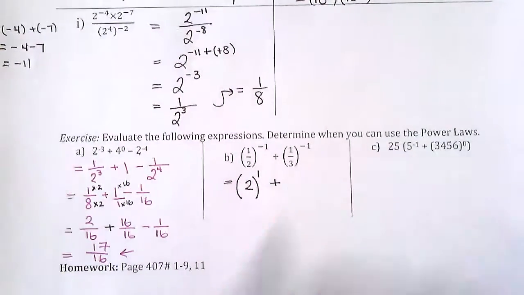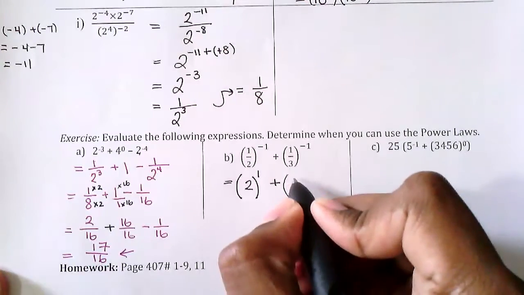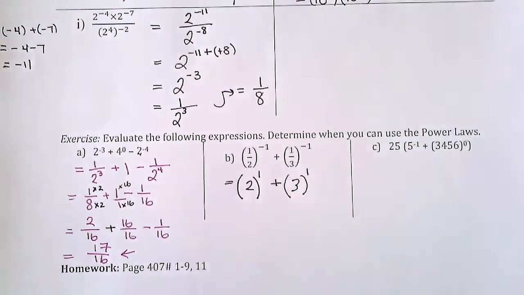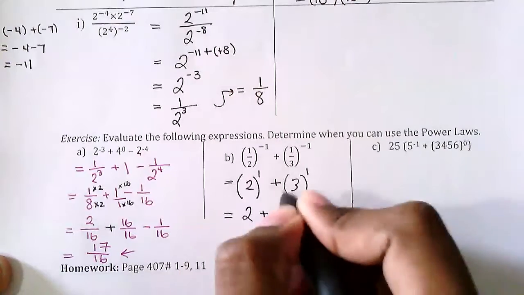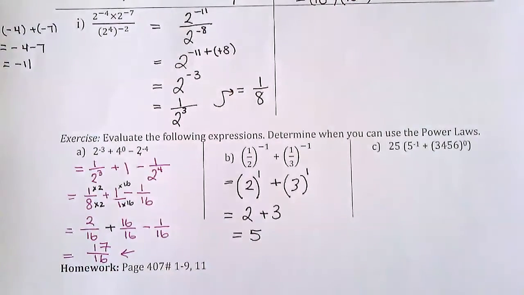Plus, again, I have another fraction being raised to a negative exponent. So I'm going to use the flip it rule. 1 over 3 flipped becomes 3 over 1, which is just 3. And the negative exponent becomes positive. So at the end, this just becomes 2 to the 1, which is 2, plus 3 to the 1, which is 3. So 2 plus 3 is 5.